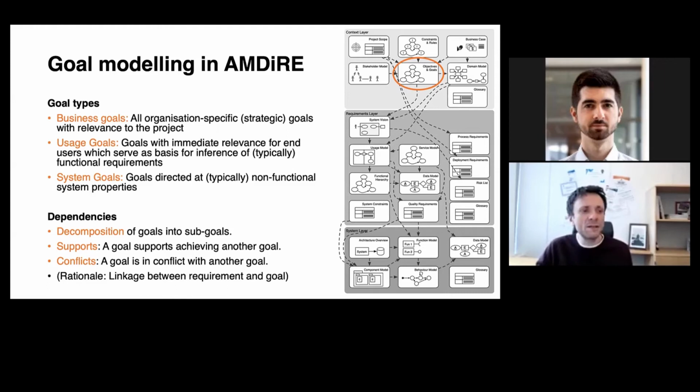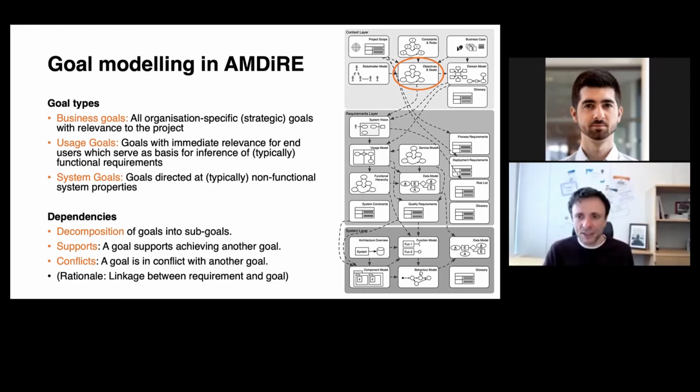business goals. Business goals tend to be more organization-specific strategic goals that have more relevance on the project organization. I'm showing you some examples in the following. Usage goals. Usage goals are goals with more relevance from the perspective of the end users and typically addressing more functional requirements. System goals typically addressing more non-functional, cross-cutting system properties.